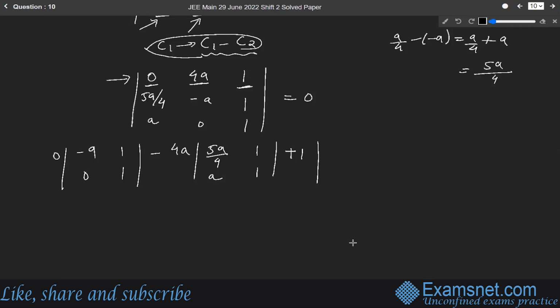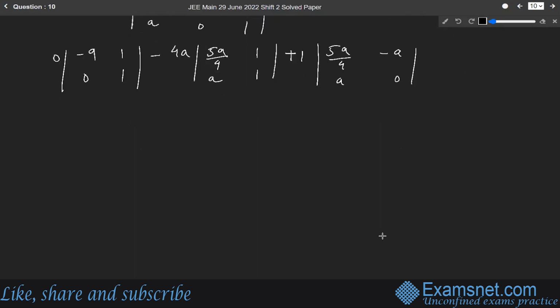Now we have to eliminate the first row and the third column. So what are the remaining terms? 5a upon 4, minus a and 0. Now we have to just solve it. And remember, this is equal to 0. So 0 into this whole term will be actually 0, so no need to solve it. Minus 4a. Now how to solve it? We have to multiply both these terms and then subtract the product of these terms.